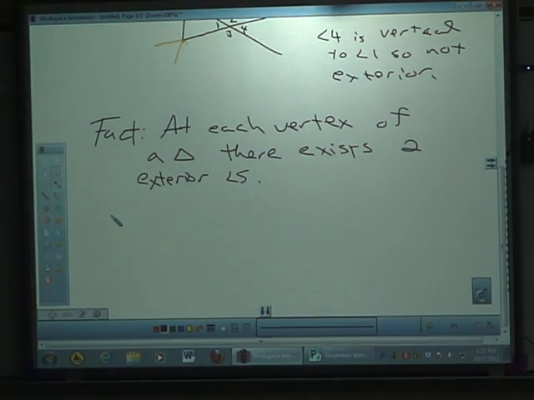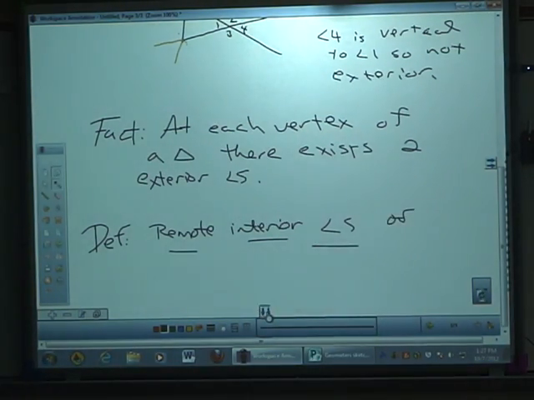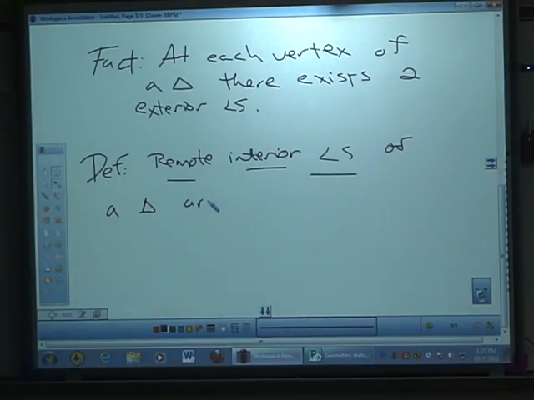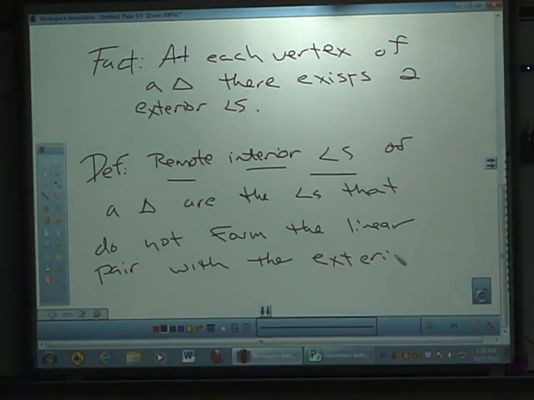Actually, before we do that, let me give you another definition real quick, of remote interior angles. The remote interior angles of a triangle are the angles that do not form the linear pair with the exterior angle. And you say, well, wait a second, how do you know again what side it is? The point is that any of the angles can be remote depending on which exterior angle you're looking at.